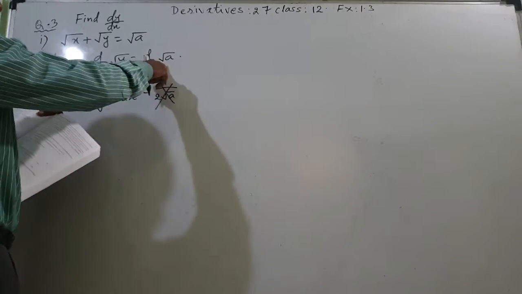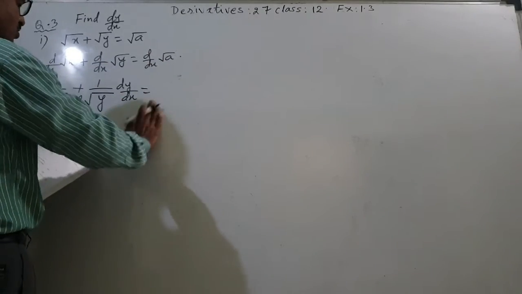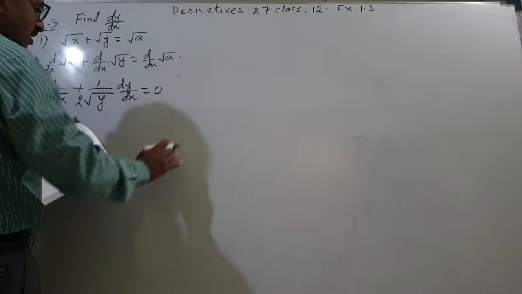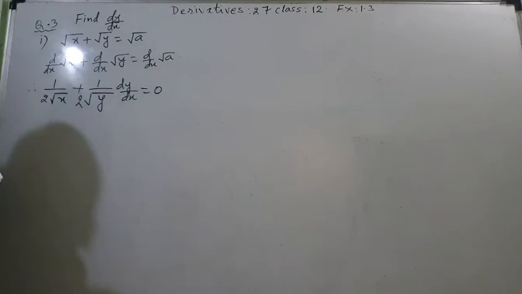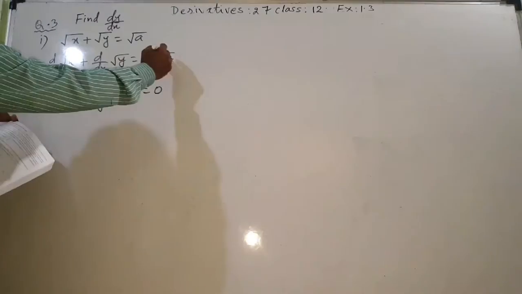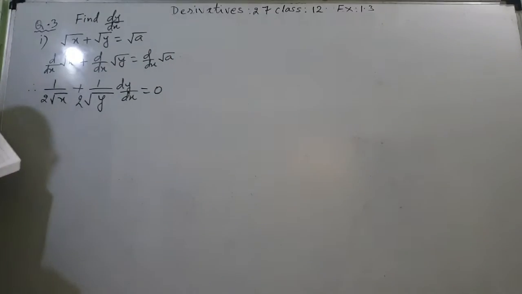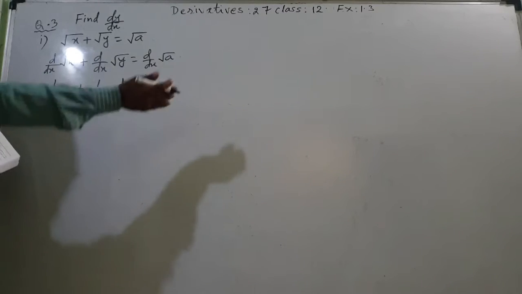Why? a is a constant, so the derivative of a constant is 0. This is a mistake that students generally make. Root a is a constant, so the derivative of root a will be 0. Therefore, I will shift this term there.